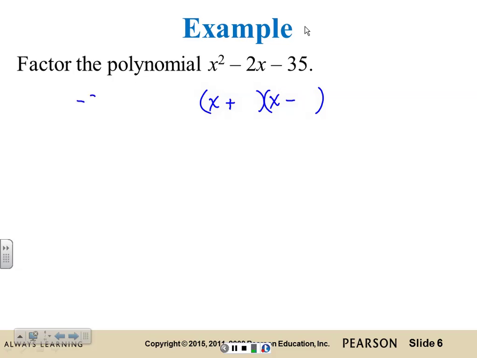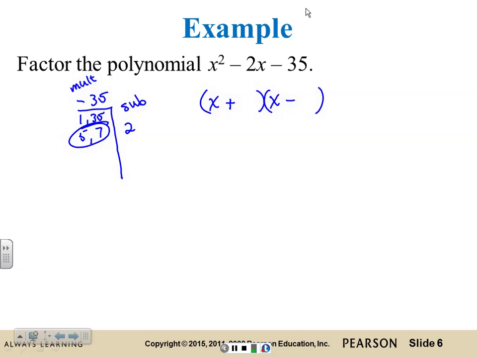Now, this is going to be a little more complicated. And the reason I say that is because our signs are different. So it's what we can multiply together to get 35, but subtract to get 2. So let's list all of the factors of 35. We have 1 and 35. We have 5 and 7. And I think that's it. Only one pair will subtract to give us 2, and that's going to be the 5 and the 7.